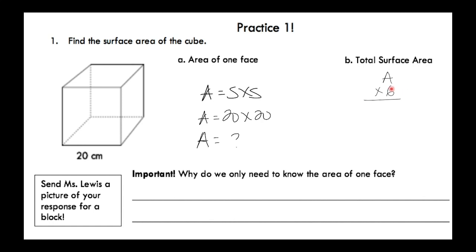So multiplying this by 6, you'll get your total surface area. And before we move to the next practice question, I want to make sure you can answer this question. Why did we only need to know the area of one face? Why did we only find one face here based on the figure we were given? Again, send me a picture of this. Pause the video if you need a little bit more time to finish this one round, and then we'll move on to the next question.